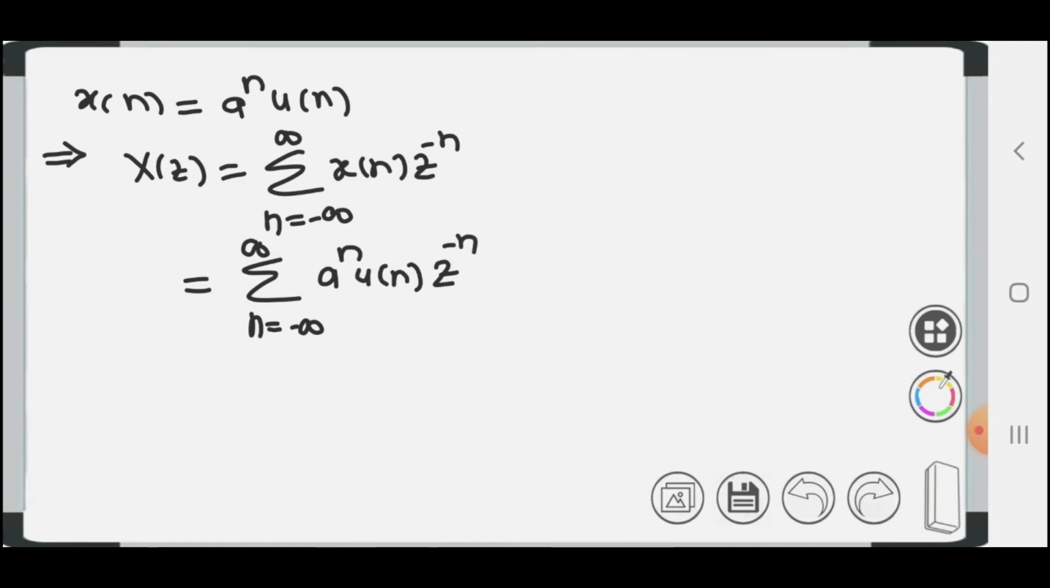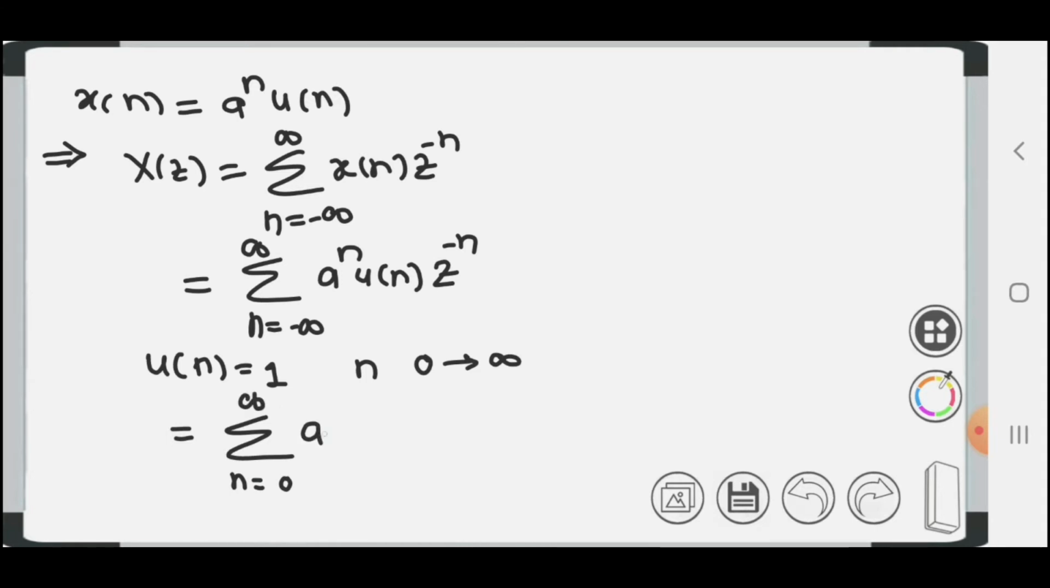But what we know, u of n is equal to 1 if n is in the range of 0 to infinity. So, it will become summation n from 0 to infinity. At that time, u of n will become 1. So, just remaining a raised to n z raised to minus n.